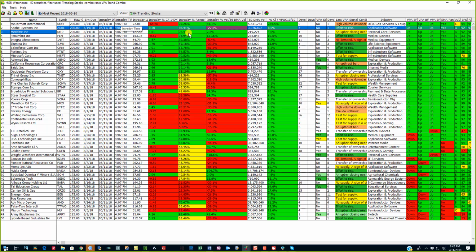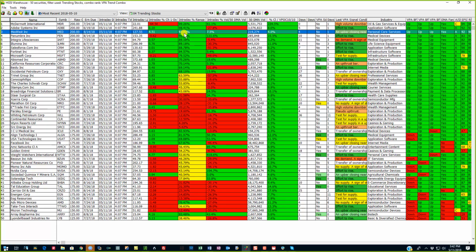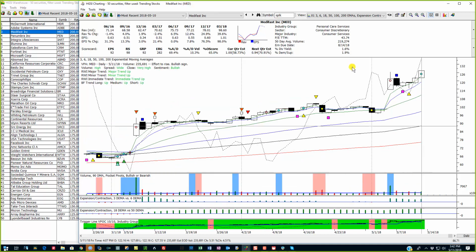Let's look at Adobe. I just looked at that. Let's look at Medifast. 97.747% of its daily range, up 4.51, trending, A accumulation. Strong trending stock. Another one. Here's your buyable gap up. Did not come down to challenge that.